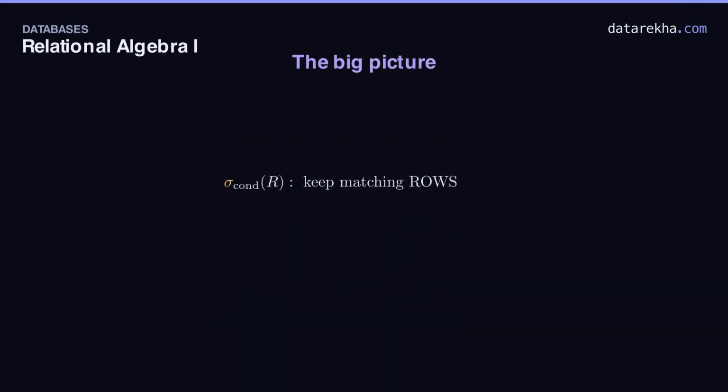Let's lock it all in. Selection, sigma, keeps the rows that satisfy a condition. A horizontal filter that leaves the columns untouched. Projection pi keeps only the columns you name and then removes duplicate rows. So its result is a genuine set and can be smaller than you'd expect.